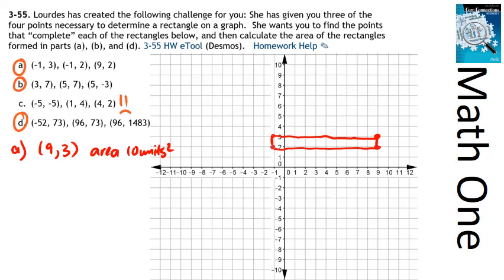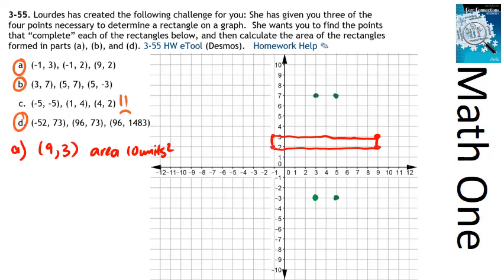Okay, so for B, let's look at it now. For B, these are pre-plotted points right here. You can see I've got one at 3, 7. I have a point that's located at 5, 7, and I have one point located at 5, -3. The fourth point would have to live right here, and that is the point 3, -3.